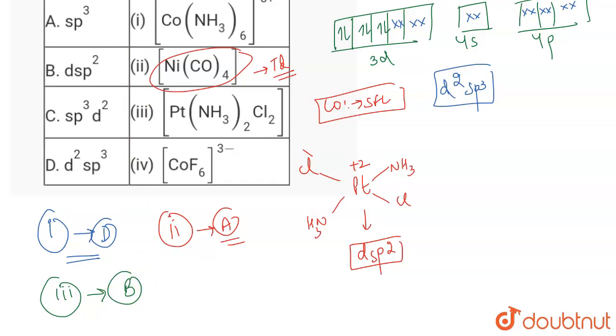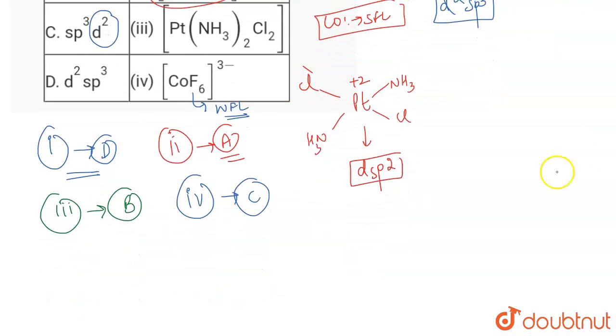And if we talk about [CoF6]3-, fluorine is a very weak field ligand. Whenever we have a weak field ligand, an outer orbital complex is formed. And whenever an outer orbital complex is formed in the case of octahedral complexes, the hybridization is sp3d2. Outer orbital complex means the outer d is involved in hybridization. Therefore, 4 matches with C.